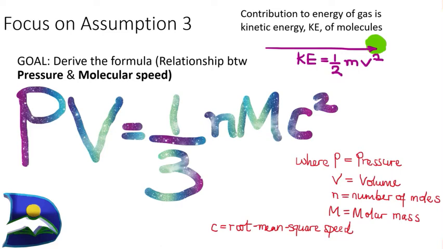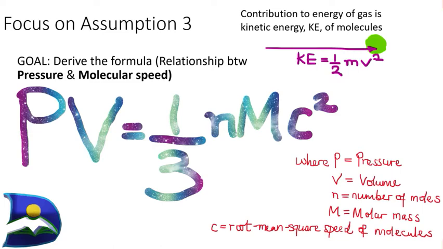This takes into consideration the average of the square of the speeds of the individual molecules, and we're not talking about one dimension, we are talking about including the 3 dimensions. That is where the 1/3 comes into play. So let's look at actually deriving that formula, which shows the direct relationship between pressure and the root mean square speed of molecules.